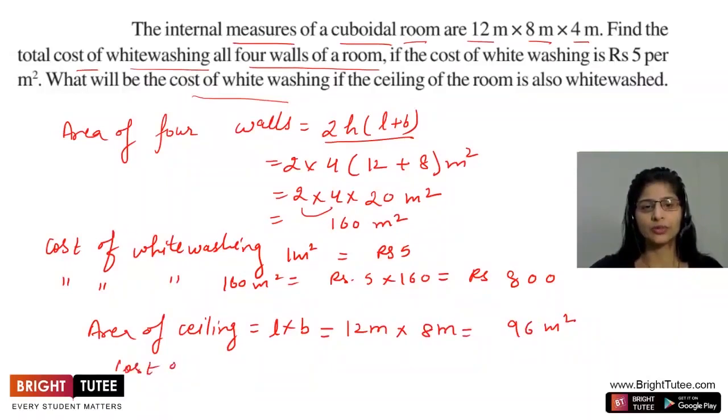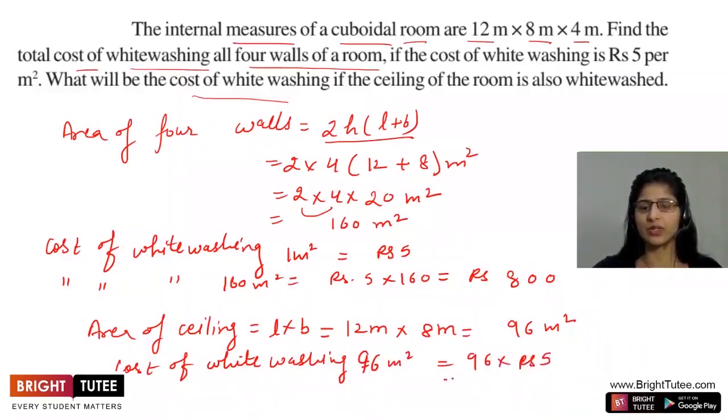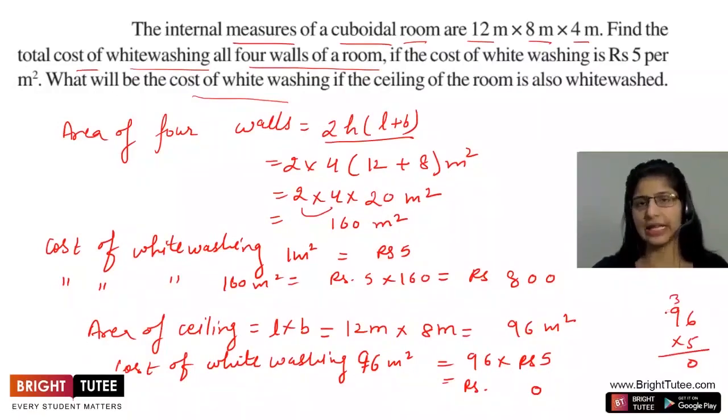And the cost of whitewashing 96 square meter is equal to 96 into rupees 5, because we are going to multiply. So 5 6s are 30, 3 is the carry that we take, 5 9s are 45. 45 plus 3 is 48. So 480. These are the rupees.